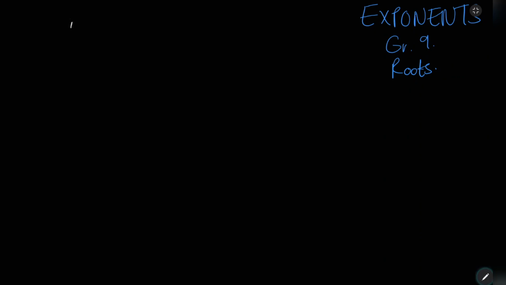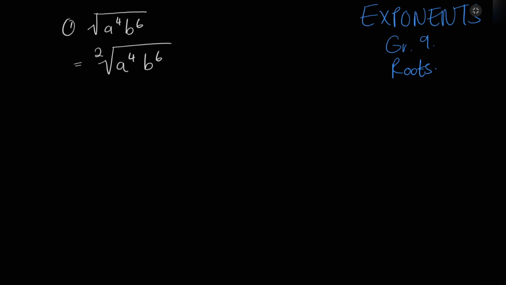For example, if you're required to simplify, let's say, the square root of a to the power 4, b to the power 6. The first thing that you should know is that whenever you're given such a root, there's an invisible 2 there. So we can rewrite this as the square root of 2, we have a to the power 4, b to the power 6. So we have to divide each exponent inside the square root by 2, by this number.